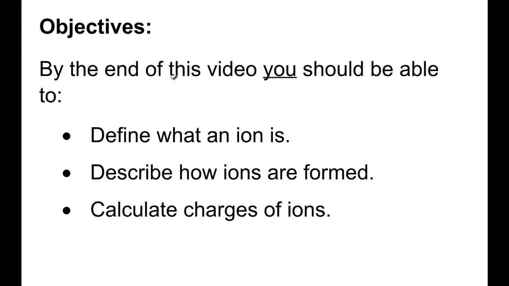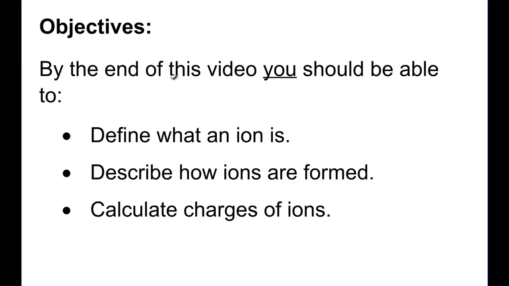So as always, by the end of this video, you should be learning some information. You should be able to define what an ion is. Okay, so if your mom or dad says, "Hey, Johnny, what's an ion?" then you should be able to identify that for them. You should also vaguely be able to describe how ions are formed.